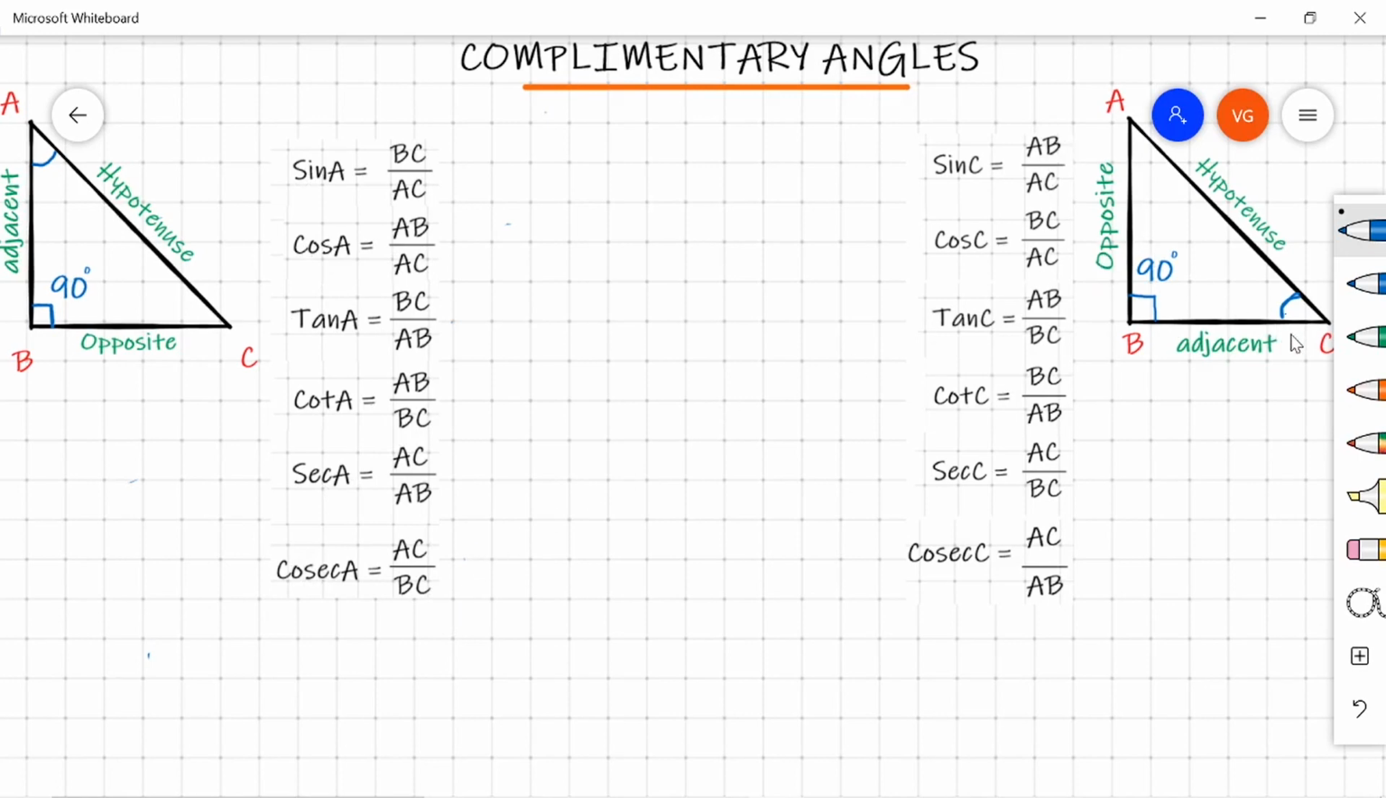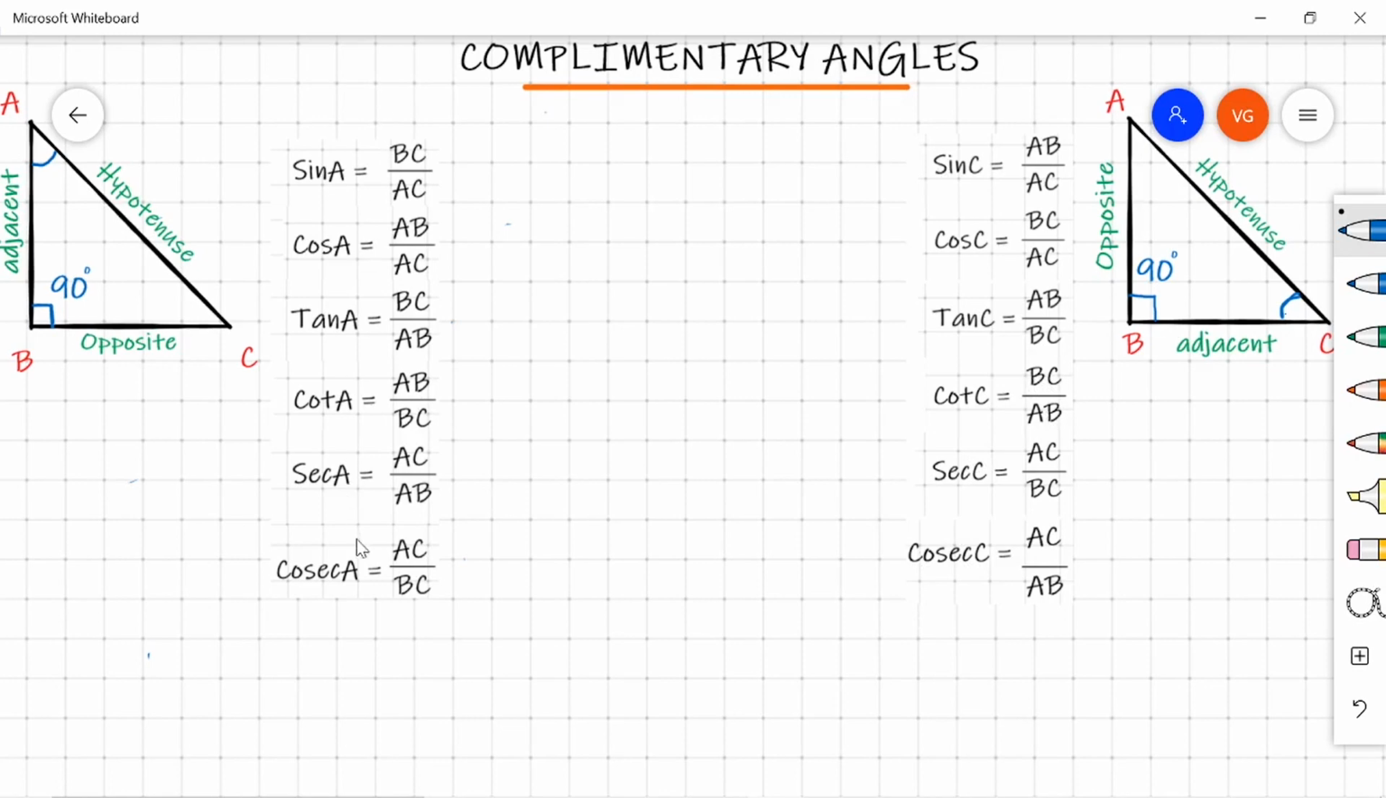if you consider angle C as an acute angle, I have listed down all the trigonometric ratios here with respect to angle C. That is, for angle C, sine is opposite by hypotenuse, that is AB by AC. Cos C is adjacent by hypotenuse. Adjacent of angle C is BC and hypotenuse is AC. Tan C is opposite divided by adjacent, that is AB by BC. Cot C is reciprocal of tan C, so BC by AB. Secant and cosecant are reciprocal of cos and sine respectively here.